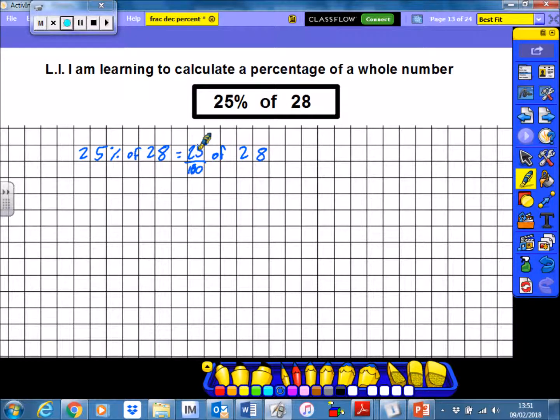If I had a calculator, that'd be pretty easy. I could do that, no problem. But I haven't got a calculator, so I need to do it in my head. So instead what I'm going to do is simplify it.